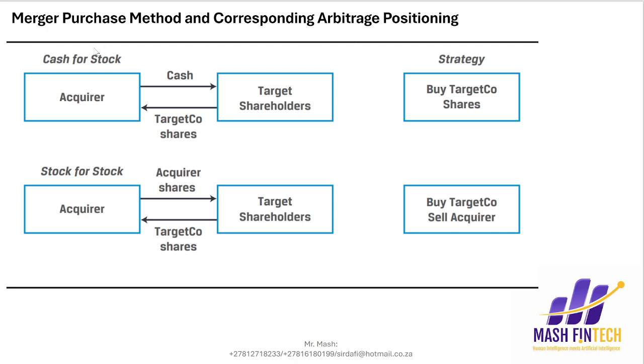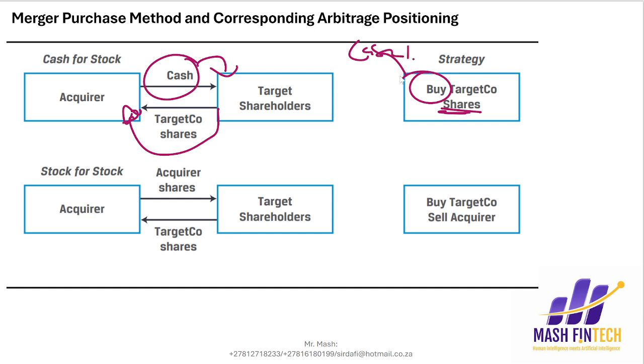The cash for stock is simply a situation where the acquirer is going to pay cash to the target, and in exchange for the cash they get shares of the target company, right? So the strategy is to buy the target company shares. They buy using cash. The acquirer gives cash to the target company's shareholders, and in exchange they get shares, or ownership, of the company. Remember, shares imply ownership. This is quite the simplest form of the major purchase.